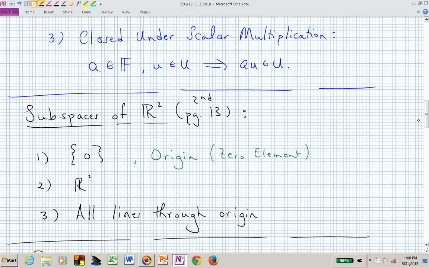Let's look at some examples of subspaces. Here's the plane, and we know two right away. One is just the origin. That could be a subspace of R2. The entire plane could be a subspace of R2. And all lines passing through the origin are valid subspaces. It could be the x-axis, it could be the y-axis, it could be any line at a given angle going through the origin.